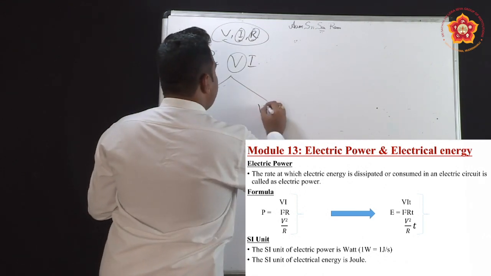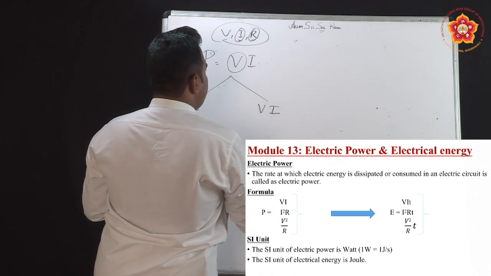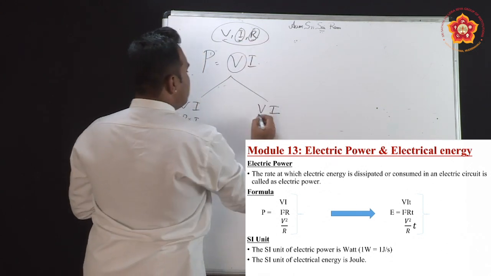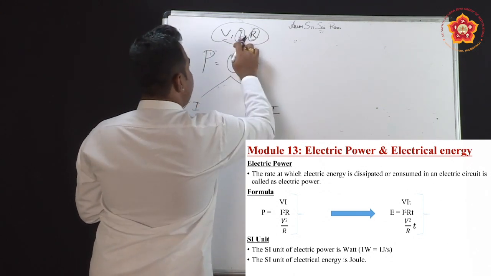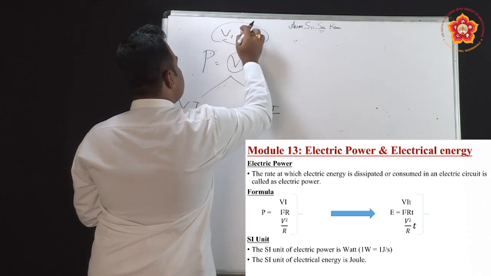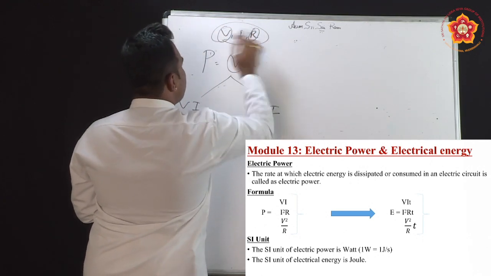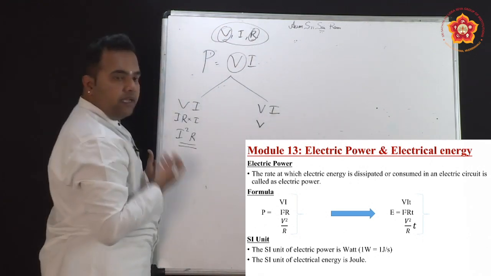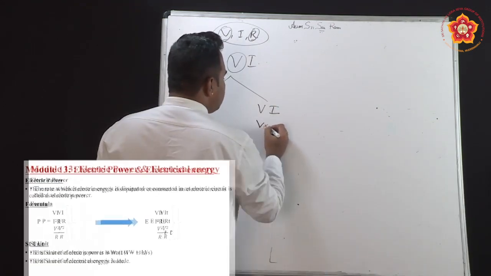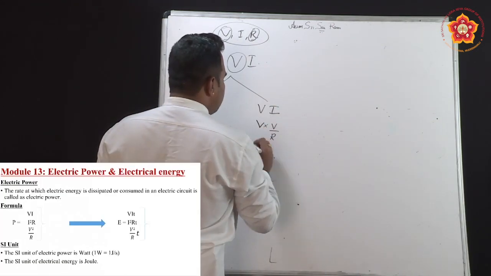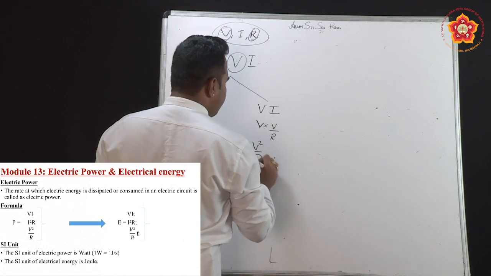Similarly, the power is given by V into I, and suppose I know V and the resistance value, but I do not know the current. Even then we can simplify. From Ohm's law, I is equal to V by R. So, therefore, power is V square by R.